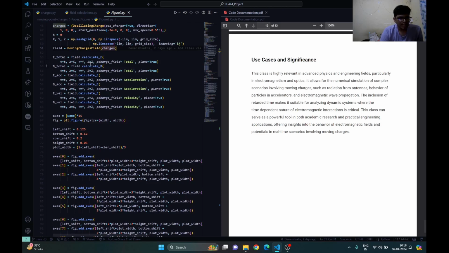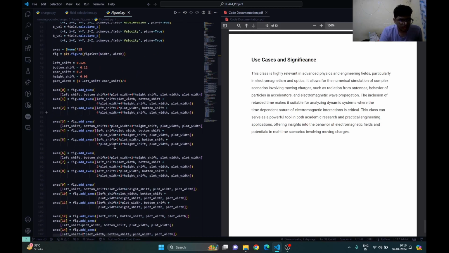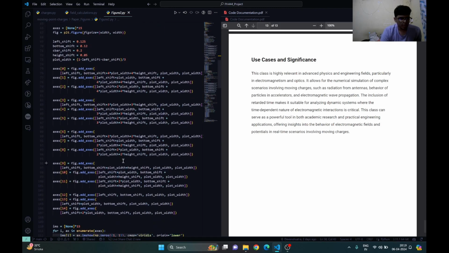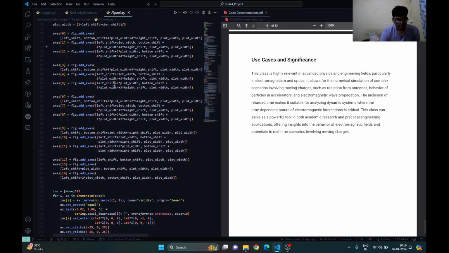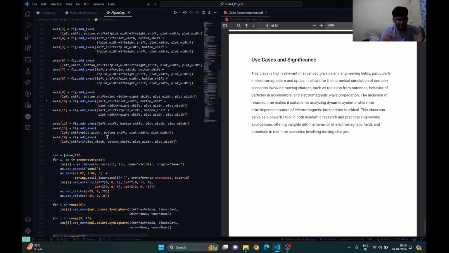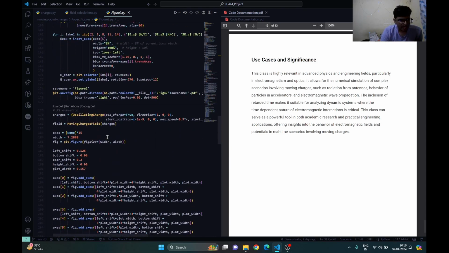As I mentioned, there are two different types of field, the acceleration and the velocity field, which are the radiative and the Coulomb field. We also calculate the addition of both fields and then display all three of them in different columns. All of this code is just for the plotting, where each of them will be, and you define multiple axes for plotting in different places.